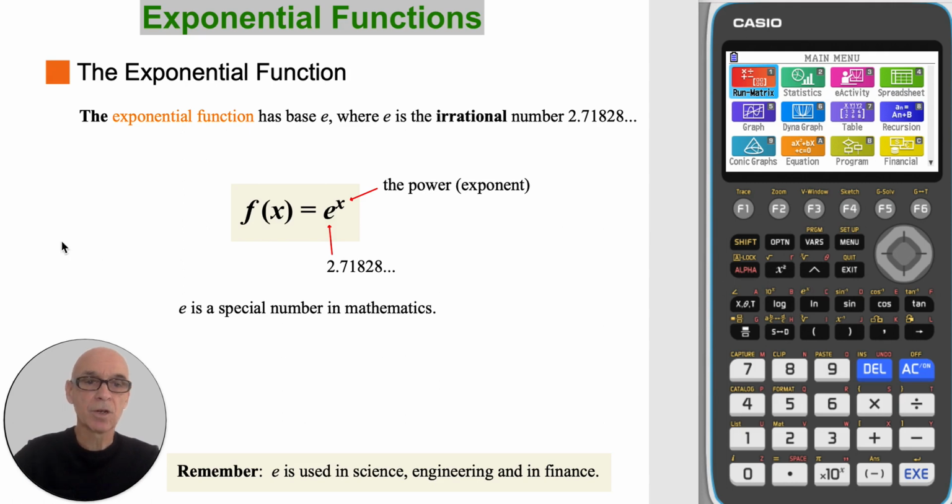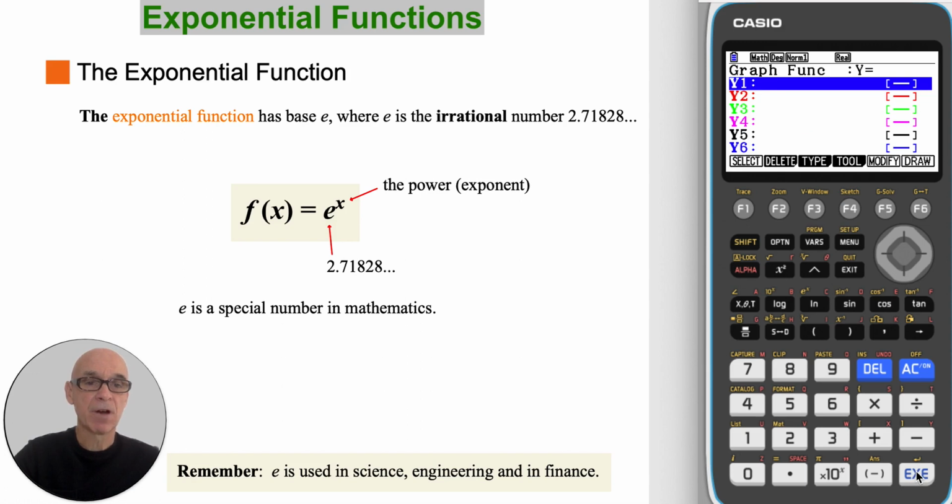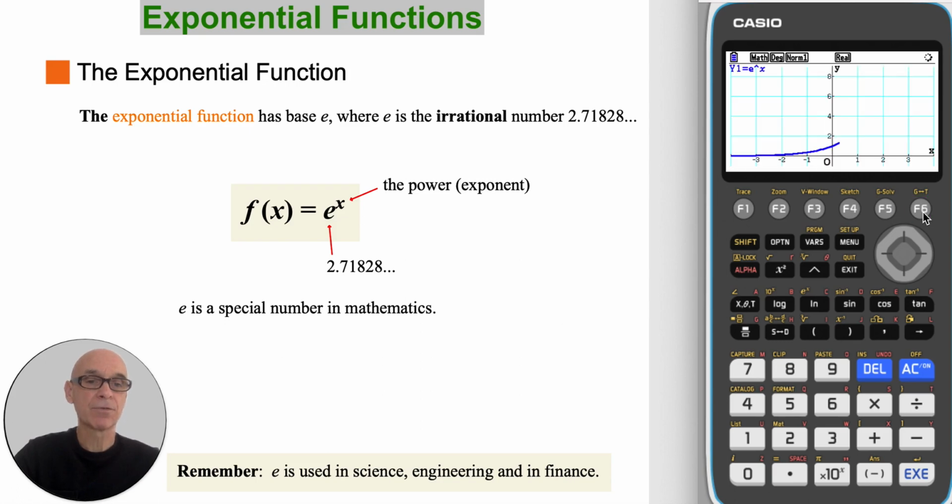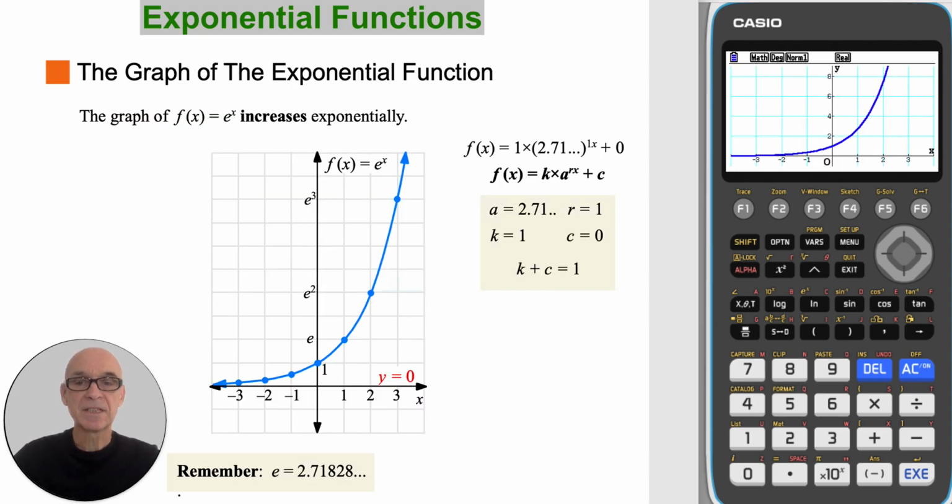To draw a graph of e to the power of x, from the main menu, select Graph, and then press Shift and then the natural log button to access e, and then press the x variable for e to the power of x. And then press Execute, and F6 to draw the graph. We see that the graph of e to the power of x increases exponentially, has a y-intercept at 1 and a horizontal asymptote of y equals 0.